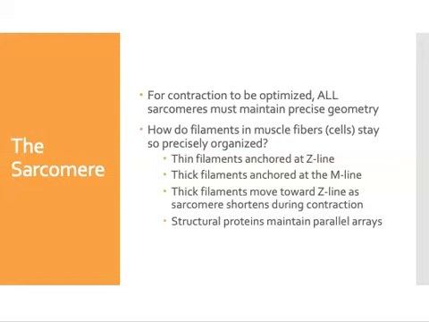So the question then is, how do sarcomeres stay in such perfect geometrical patterning? Why don't they sort of bend and twist and fall out of shape? And the answer is that they are loaded with proteins that help them maintain their shape, help keep the thick and the thin filaments separated from each other in precise organization. Remember, the thin filaments are anchored at the Z lines. The thick filaments are anchored at the M line.